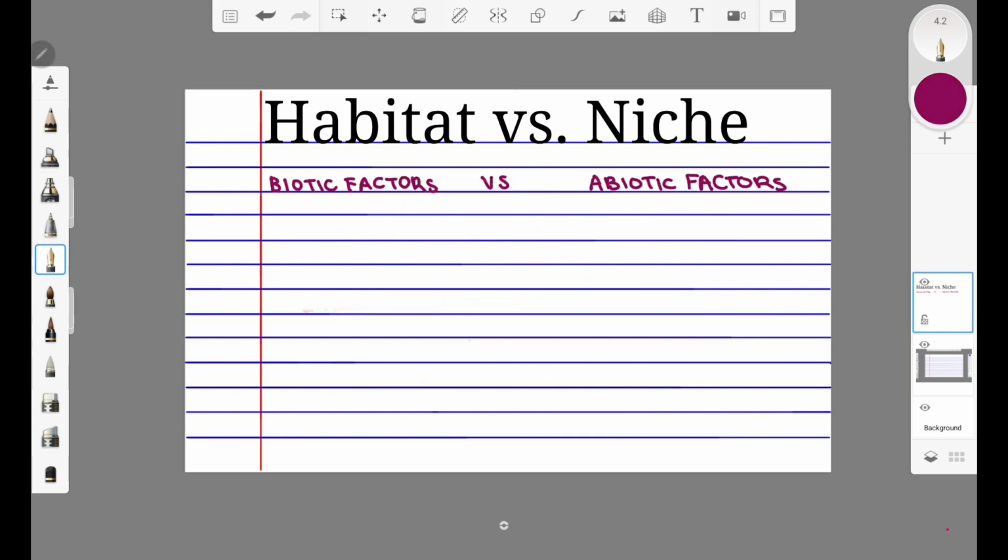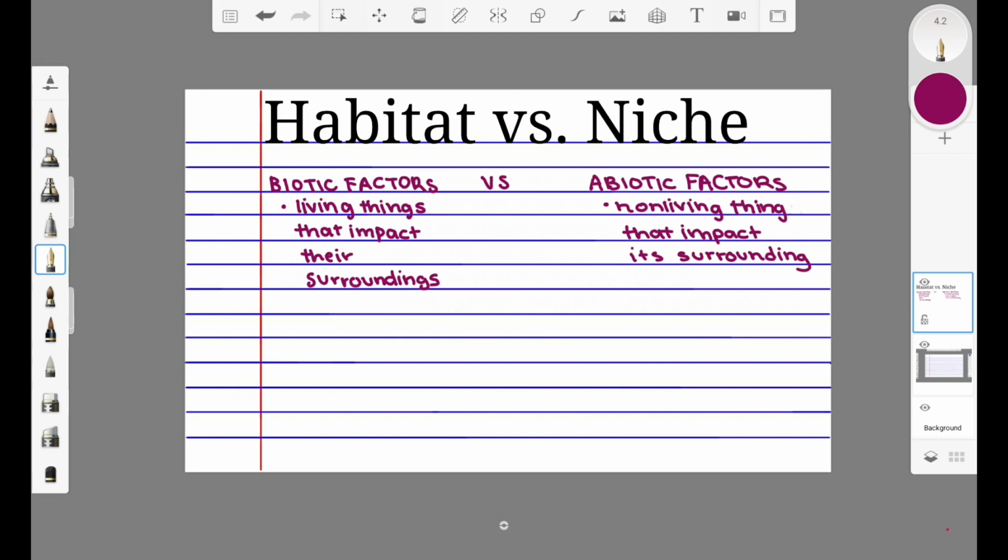So we talked a little bit about biotic factors and abiotic factors, but let's go into more detail about what these two separate factors actually mean and some examples of both of them. The two terms are actually quite simple. Biotic factors are living things that impact their surroundings. So any organism, anything like that. Abiotic factors are the non-living things that impact their ecosystem.